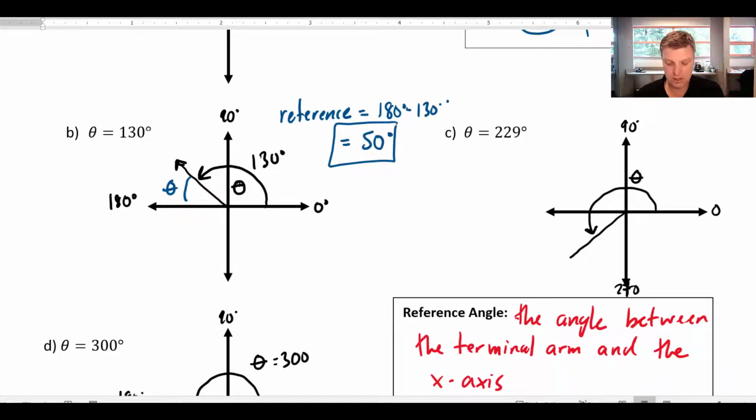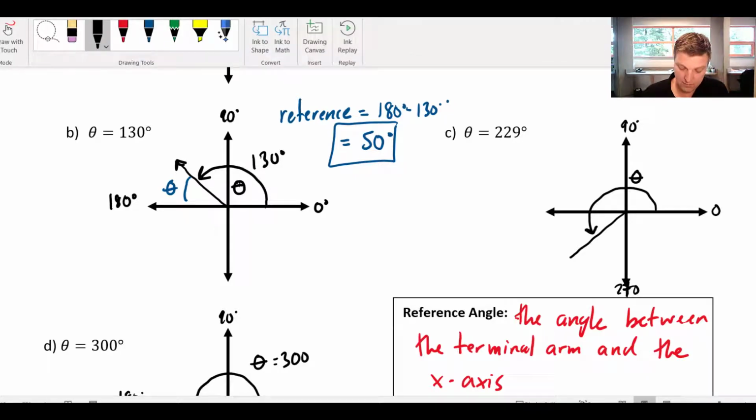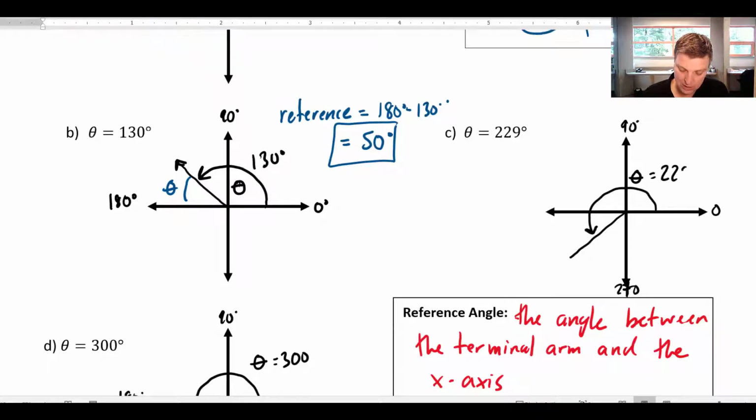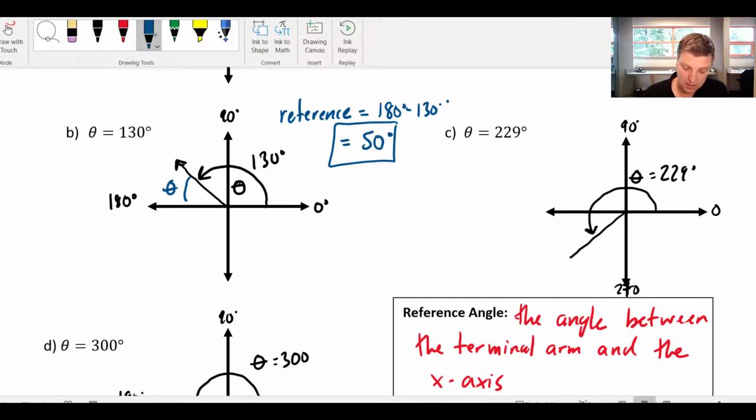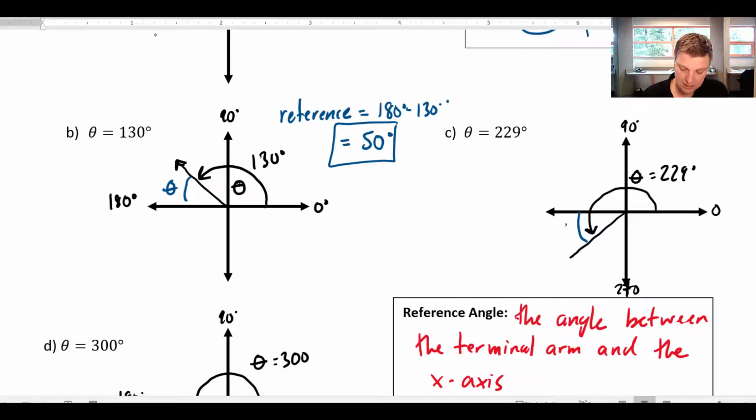And then let's take a look over here. This is 229 degrees. If I start here and go all the way around, that's a 229 degree turn. But I want the reference angle, which is going to be between the x-axis and the terminal arm. And so if the distance from the initial position all the way to here is 180 degrees, then the difference between 229 and 180 will be my reference. So my reference would just be 229 minus 180, which is going to be 49 degrees.